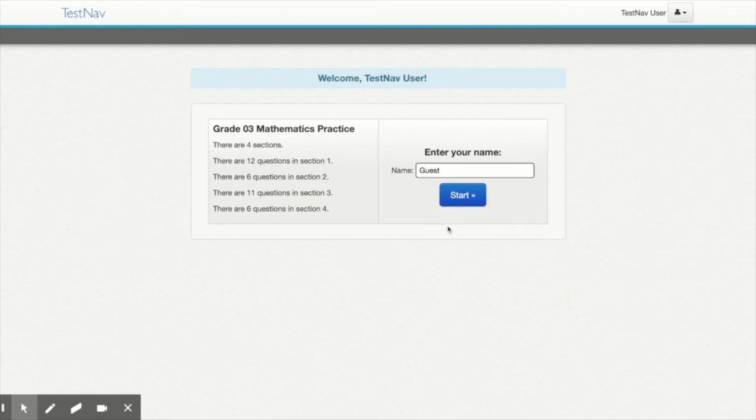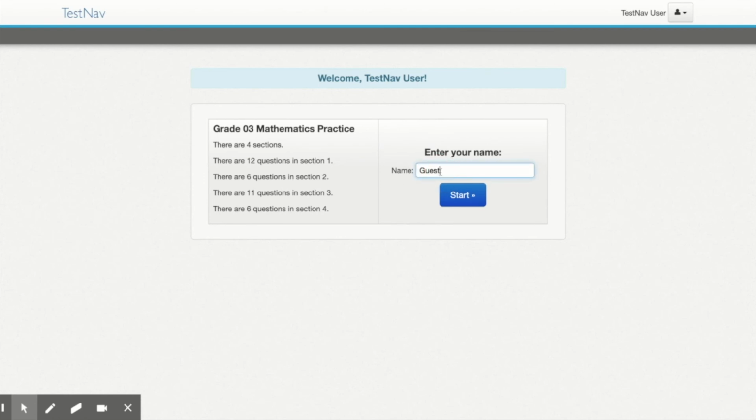All right, so once you choose your grade level, and we clicked on grade 3, it's going to give you an overview of what your grade 3, grade 4, or grade 5 questions are going to be broken up into. So in section 1, we can see that there's 12 questions. Section 2, there's 6. Section 3, there's 11. Section 4, there are 6 questions as well. So this is just an overview. Remember, this is a practice. This is not the exact test that your students will be taking.